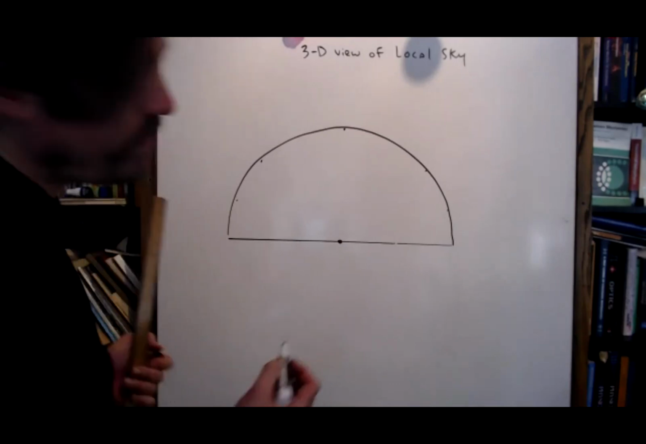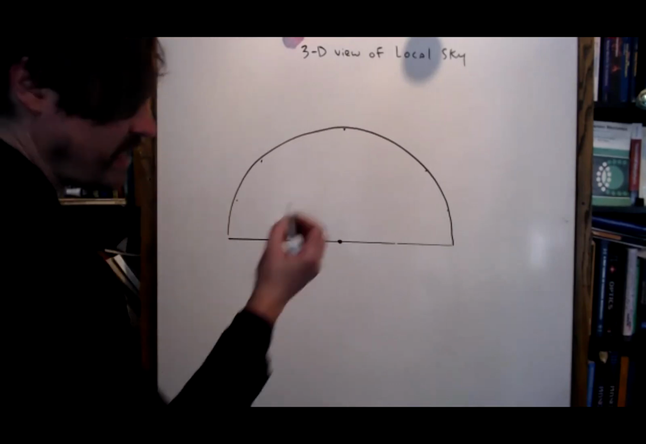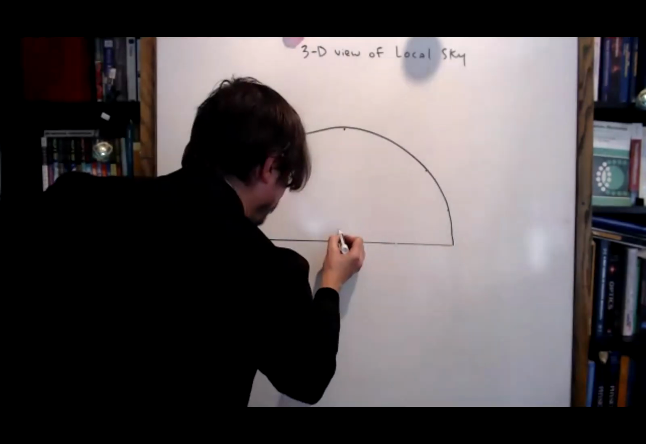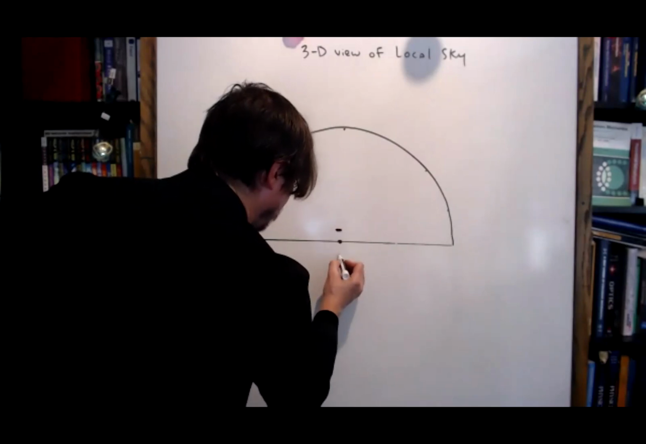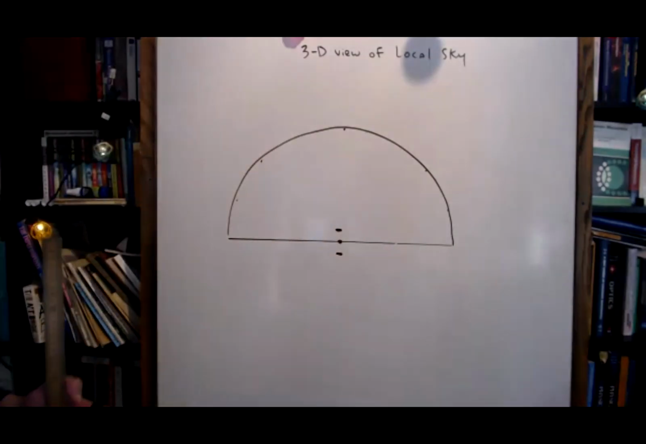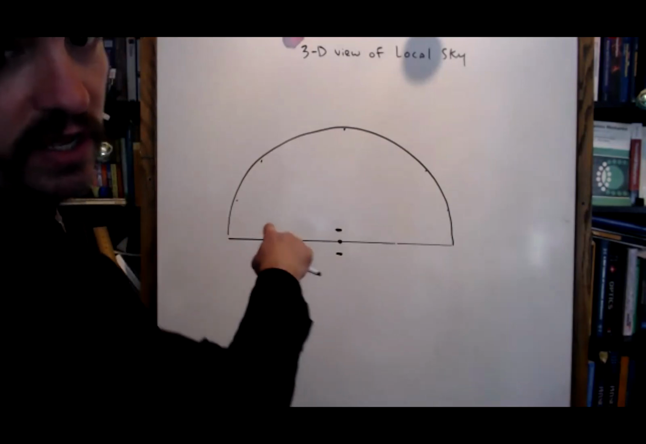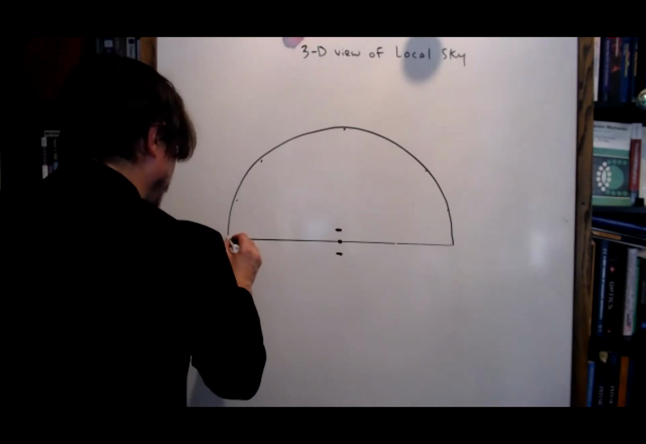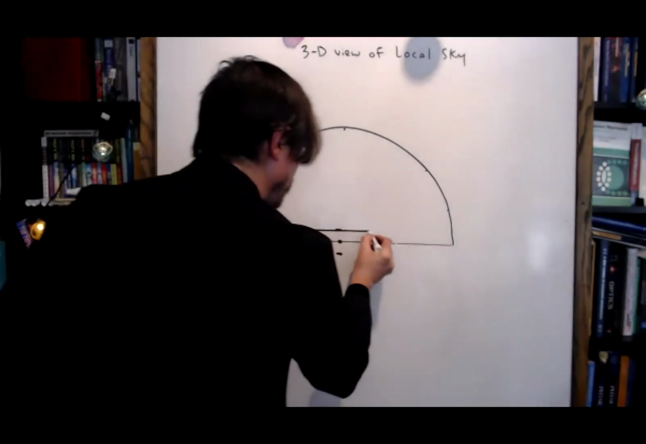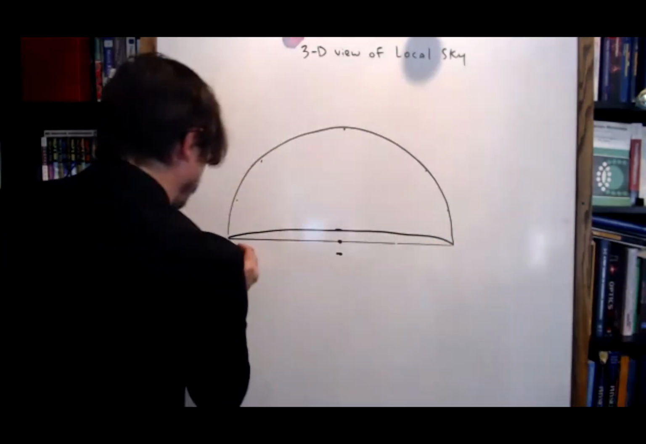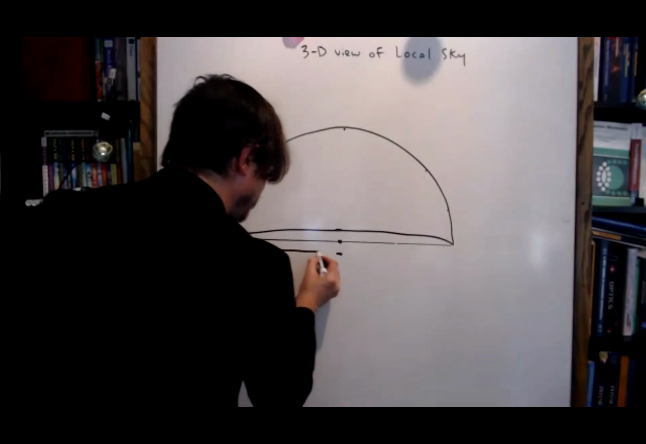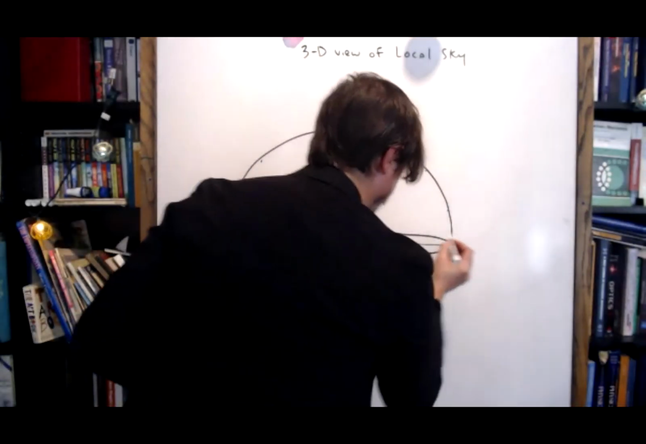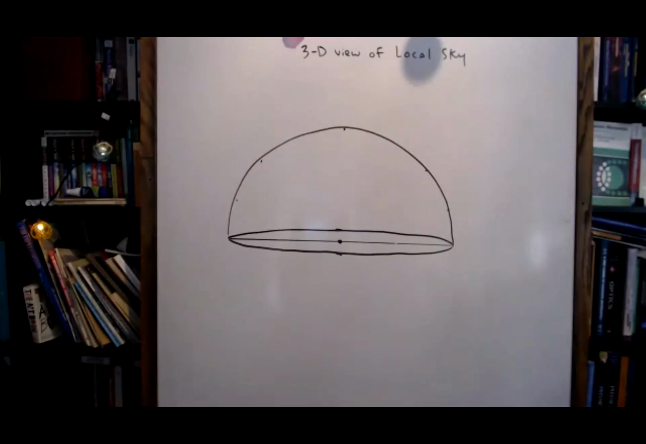Okay, now what I want you to do is take your pencil and make a little dash just above the dot and a little dash just below the dot. And what we're going to do is draw a line connecting the edge to those dashes to make a little oval. This oval is going to be the ground, the field that you are standing in as an astronomical observer.